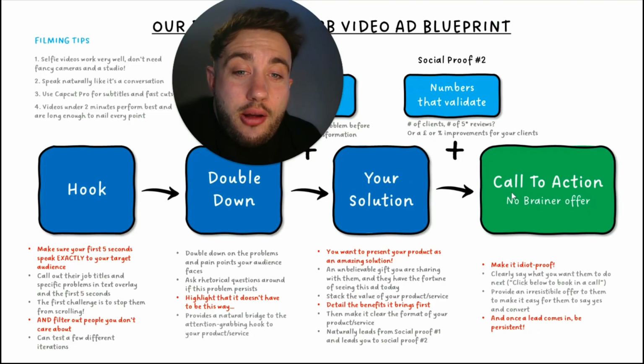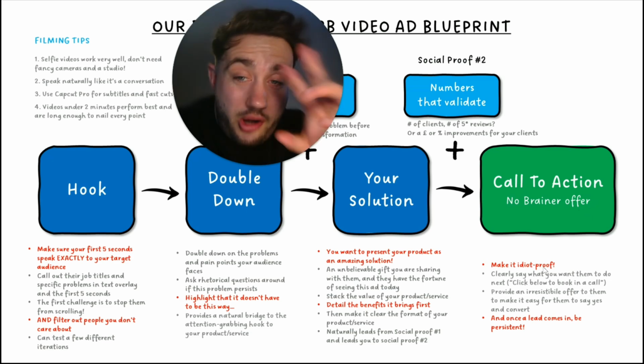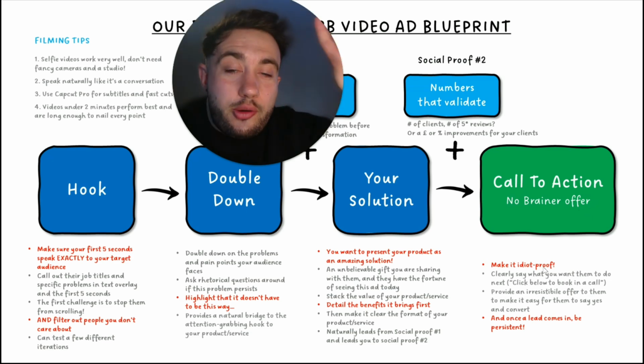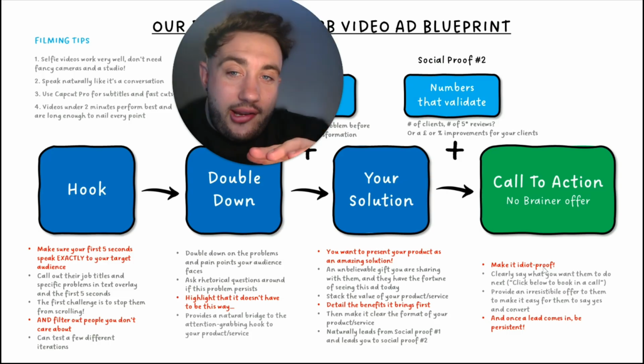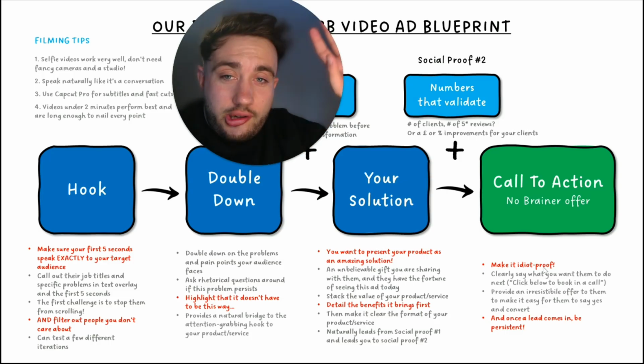You want to make it basically a no-brainer decision. There's different ways you can do this. One is simplicity. You go, look, all you have to do is click here, fill out your name and details, and we'll provide you with this amazing thing for free. We'll provide you with this, no strings attached. We'll provide you with X, Y, and Z.